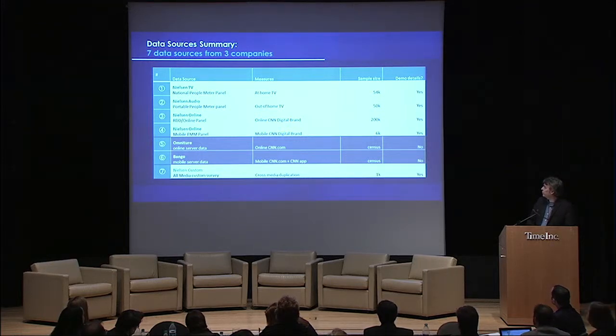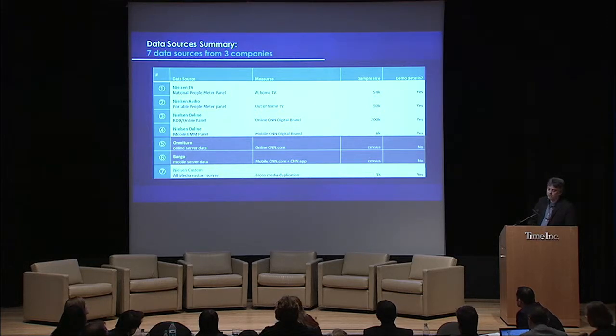Nielsen Online panel, 200,000. The mobile EMM panel, 6,000. And then the All Media Custom Survey, just 1,000. So the cross-media duplication survey has got a lot to do with those 1,000 respondents.